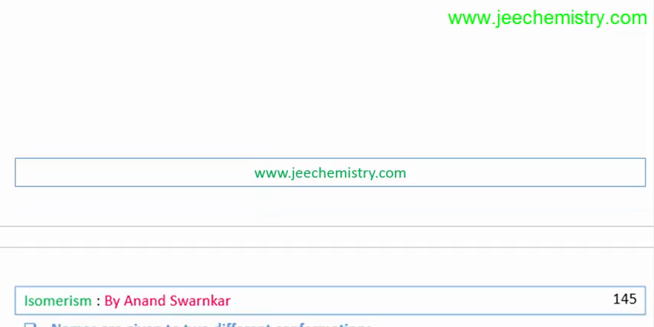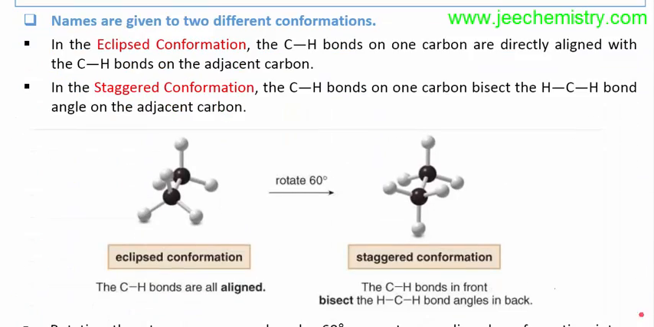Now we will learn more. There are lots of things, but I am explaining a little at the start so that you can understand the whole. Now this is a compound. One carbon is on the backward side, one carbon is on the front side. The two carbons are joined by a sigma bond.